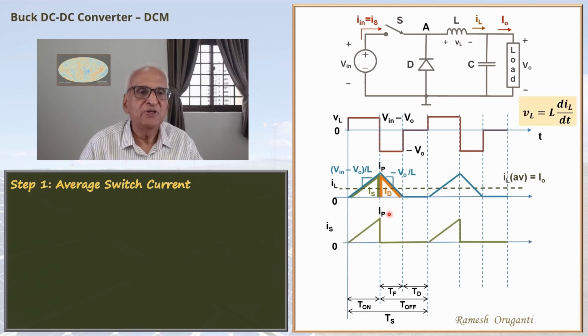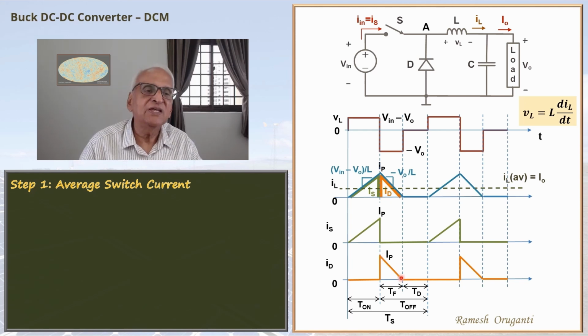Is waveform is as shown. It starts from 0, goes to IP, and then abruptly falls, and then stays at 0 till the switch is switched on again. And the diode current suddenly jumps to IP when the switch is switched off, and then falls to 0 at the end of the freewheeling interval. At this point in time, the current jumps from the switch to the diode. That is the commutation phenomenon, the current jumping from one branch, the switch here, to another branch, the diode.